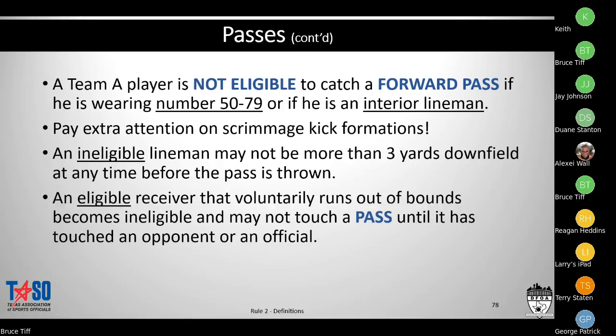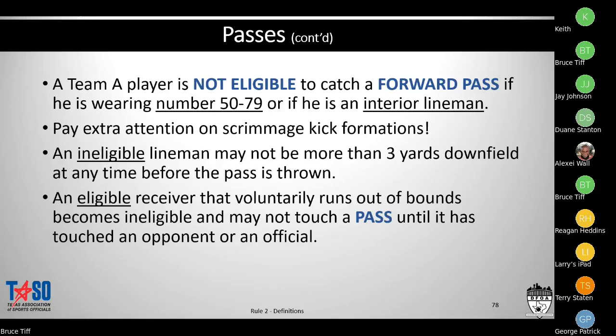An eligible receiver that voluntarily runs out of bounds becomes ineligible and may not touch a pass until it has touched an opponent or an official. You'll see this as a back judge, field judge, and side judge. Your hat will come off immediately when a receiver voluntarily or even involuntarily runs out of bounds. If they voluntarily do it, you have a foul.